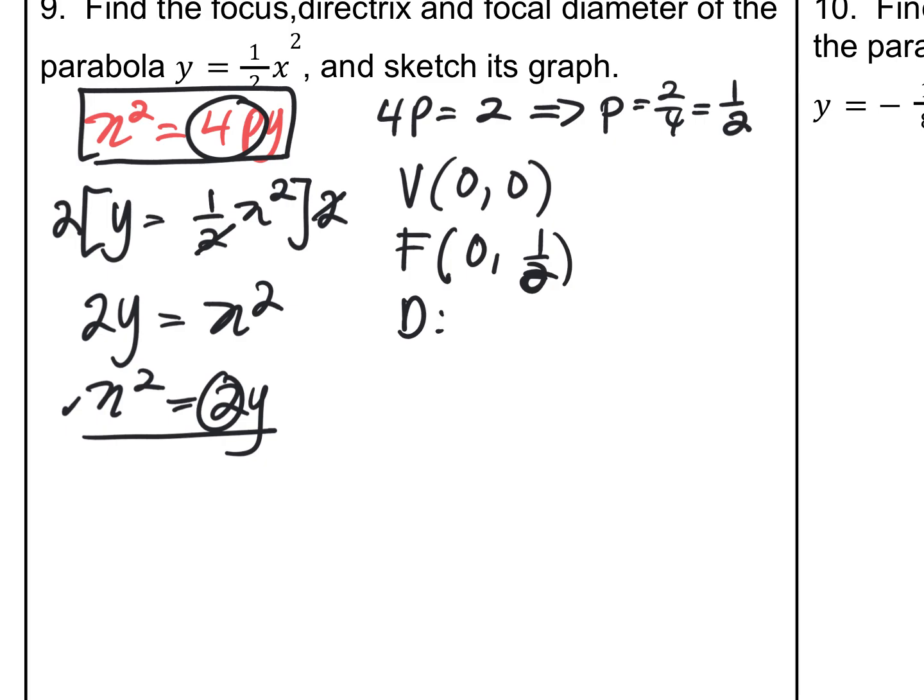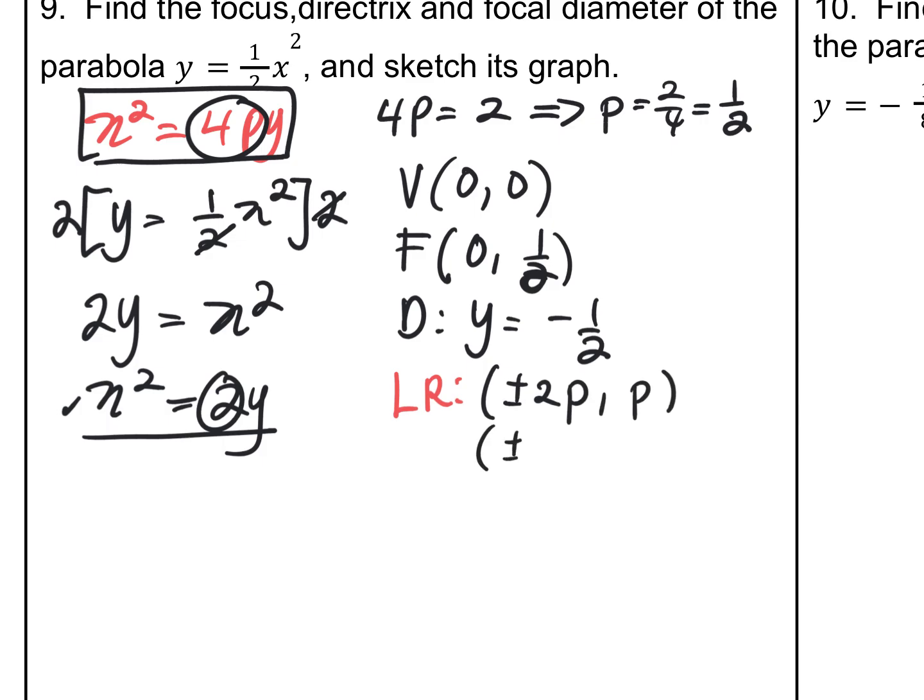That's going to be y is equal to negative 1/2. So let's also find the coordinates for our latus rectum. The coordinates of your latus rectum is plus minus 2 times the value of your p, and your value of p in here is 1/2. Plus minus 2 times 1/2, so we cancel that. The coordinates will be located at plus minus 1, and 1/2. So this is the coordinates of our latus rectum.